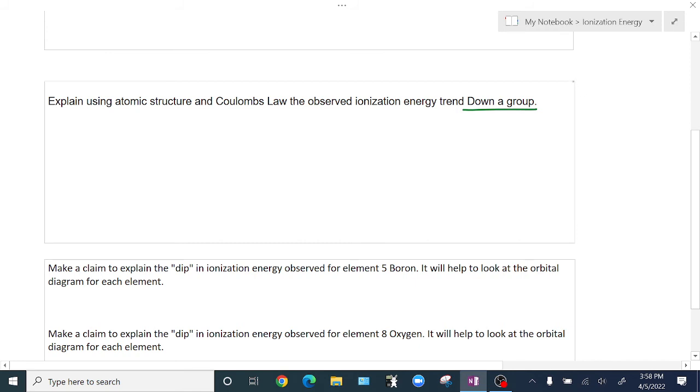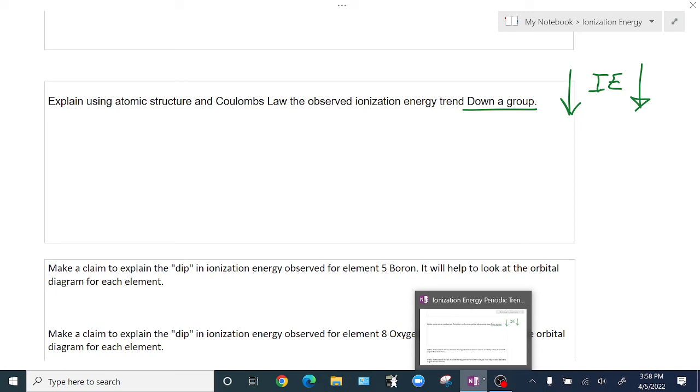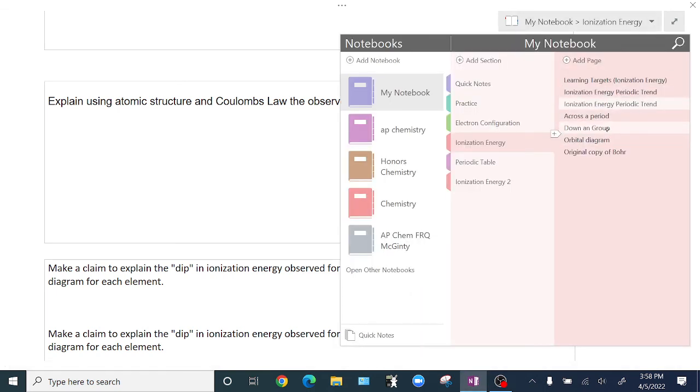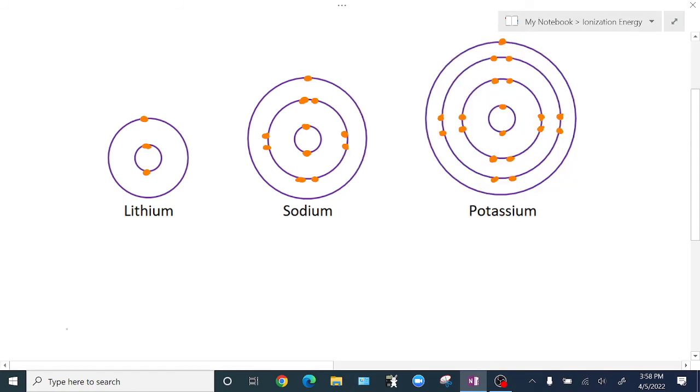Just to recall, as we go down a group on the periodic table, ionization energy also is going to decrease. All right, let's see if we can look at a Bohr diagram for down a group and see if we can understand what's happening here. Now, what's happening here may appear to be a little bit more obvious. Looking at a Bohr diagram, the thing that I'm noticing right away is that the outside electron, the first electron that's going to get removed, so our first ionization energy, for lithium here is on the second energy level. The one for sodium is on the third energy level. And the one for potassium is on the fourth energy level.